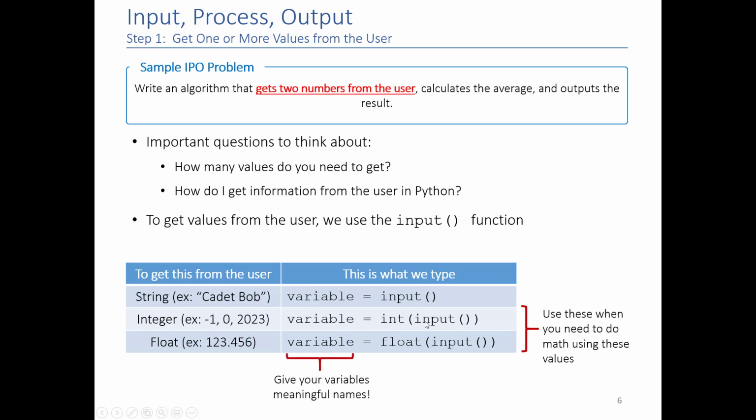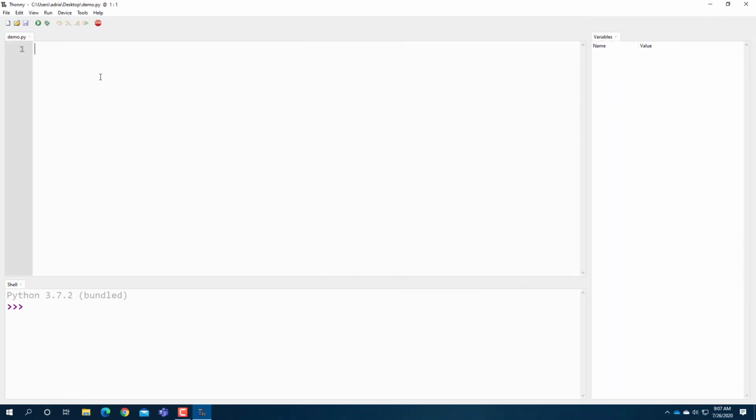And we want to make sure that our variables have meaningful names. Here, this is just an example, but we'd probably want to name our variables like number 1, number 2, something so that we can remember what it is that they are. So let's go ahead and show you how this all works.